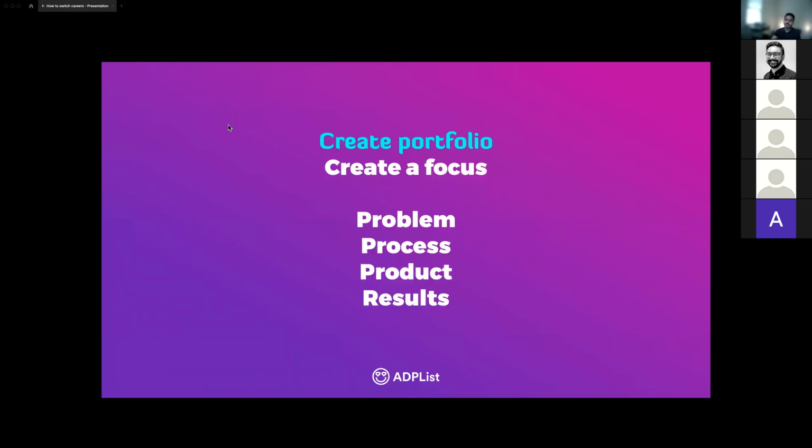A better approach is you might say, hey, I used to be in this industry and I designed an app to address a problem that I've identified. That's probably a better way to focus your portfolio. Make sure you're listing out the problem that you're addressing, the process that you take, the product that you've made, and the results.